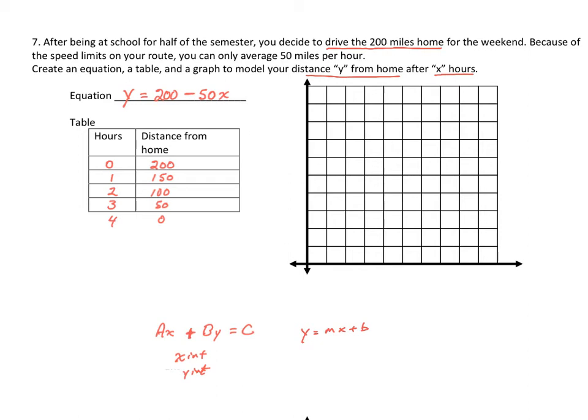So anyway, x is the number of hours. Let's label that. We have to go out to at least 4 to get home. So we're going to make this 0, 1, 2, 3, 4. That's good. You can spread those out if you want to. And then distance from home, we have to go to at least 200. So let's make this 200 way up. Oh, I don't know what to count by. 1, 2, 3, 4, 5, 6, 7, 8, 9, 10. I could make this 200 and then count by 20s. See, 20, 40, 60, 80, 100.